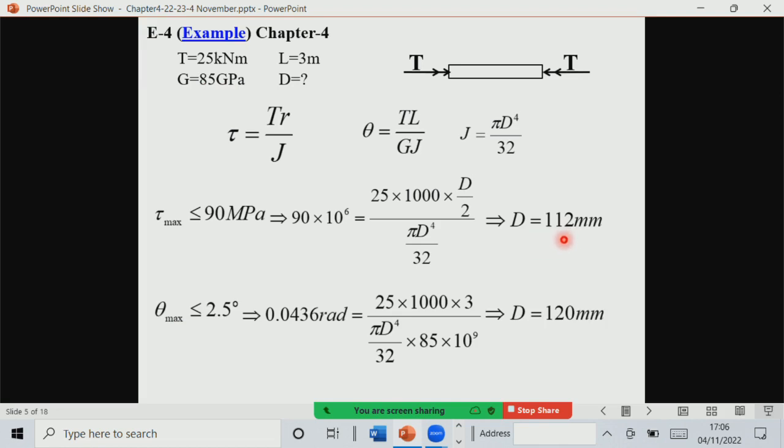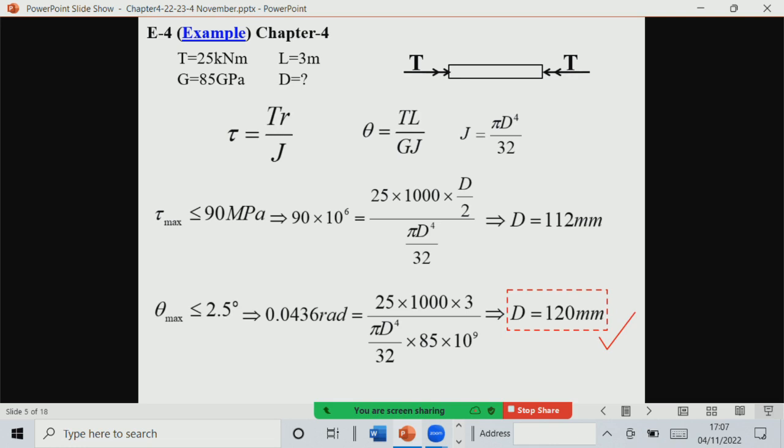If I go for 112 millimeters, obviously it does not satisfy this condition. It will not be strong and stiff enough to have an angle of twist less than 2.5 degrees. So the obvious choice for us is 120 millimeters.